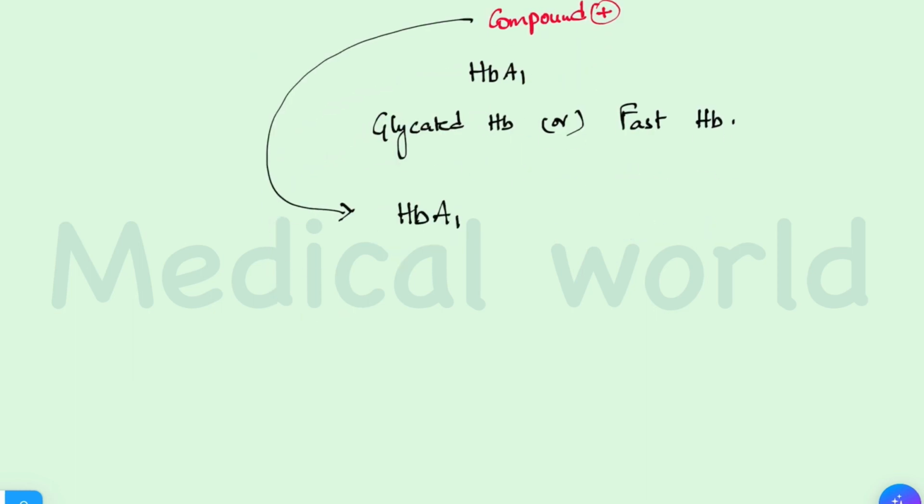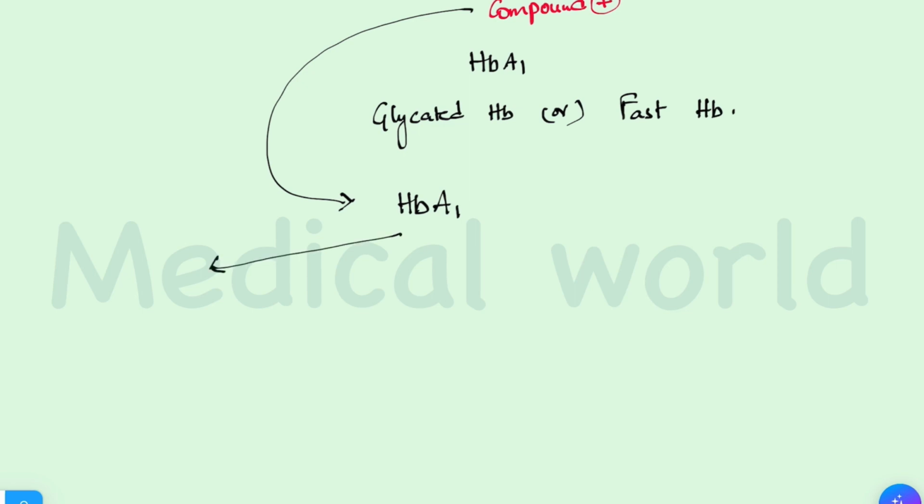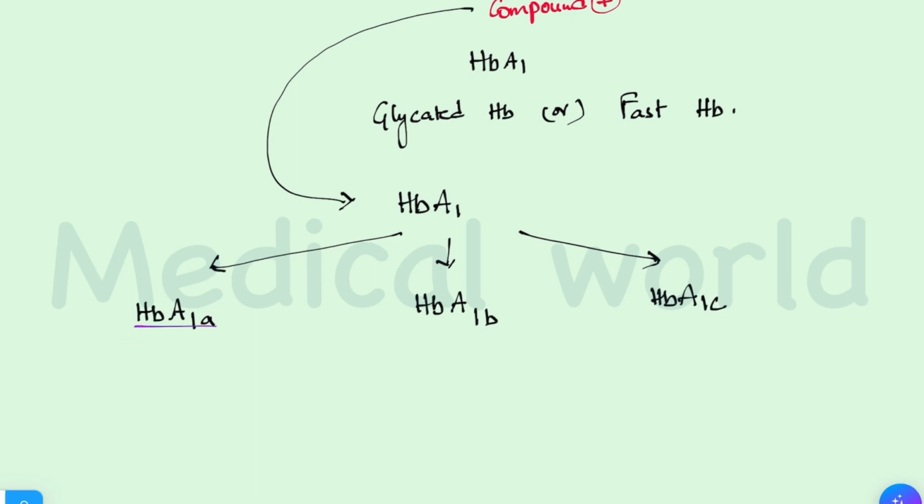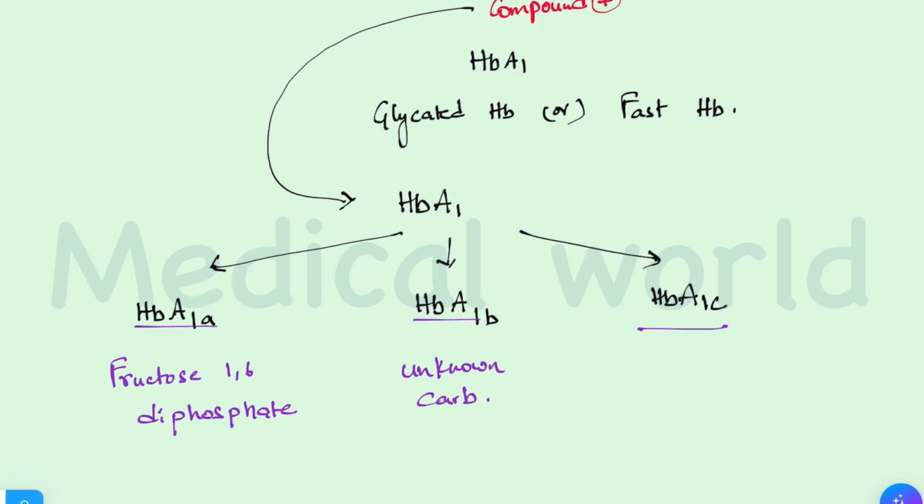HbA1 again has three subtypes that are HbA1a, HbA1b, and HbA1c. Based on the compound attached to the N-terminus of the beta globin chain, these subtypes can be described. In HbA1a, the compound attached to the N-terminus of the beta chain is fructose 1,6 diphosphate. In HbA1b, some books say it is pyruvic acid that gets attached to the N-terminus, but some say some unknown compound will get attached to the N-terminus.